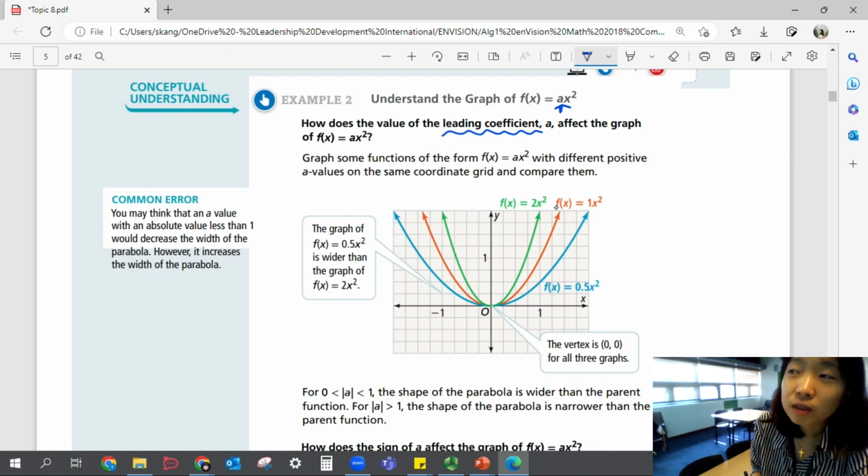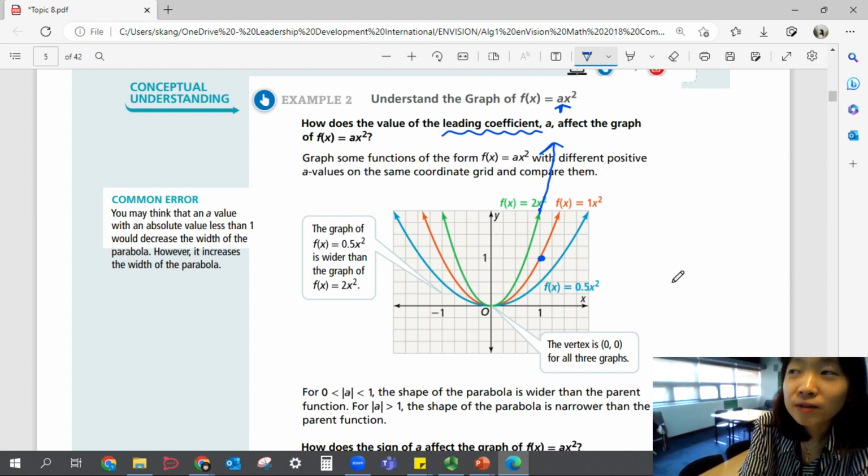But then your green graph represents when a is equal to 2. So it speeds up the increase of your y values, right? So when x is equal to 1, 1 squared is 1, 1 times 2 is 2. So originally it would just be 1 comma 1, but now it boosts up to 2, right? And then if x is 2, 2 squared is 4, 4 times 2 is 8, so it just goes up really quickly, right? So that's how it works.